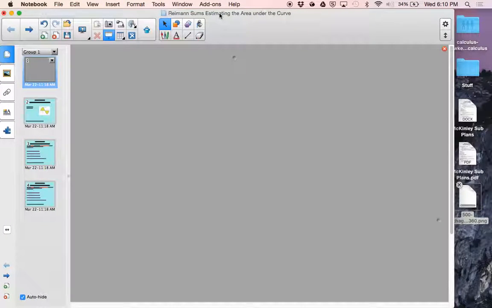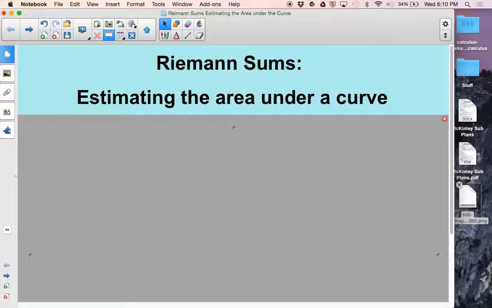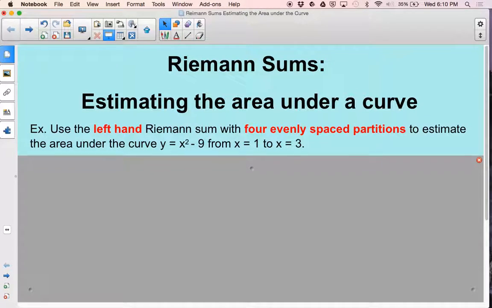So last class we started talking about Riemann sums for estimating the area under a curve. And today we're going to look at that a little bit more in detail and look at some more examples. So first example, and you guys can fast forward or slow down the video as you please. Use the left-hand Riemann sum with 4 evenly spaced partitions to estimate the area under the curve y equals x squared minus 9 from x equals 1 to x equals 3.